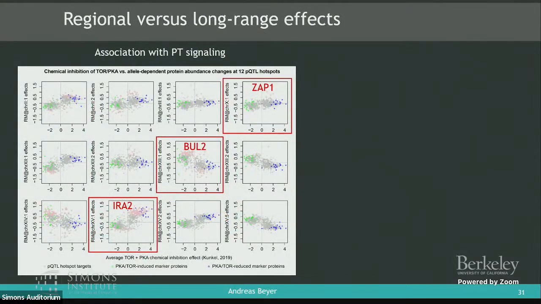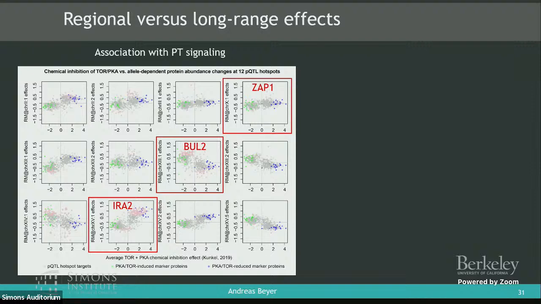Just to nail the story, now there's some network analysis and the last data slide. Here we look at different hotspots. Hotspots are loci in the yeast genome which are affecting large numbers of molecular traits, in this case protein concentration. And then we correlate the effect with the change of the PKA signaling. So here's the IRA2 locus, and you have a very strong correlation with the PKA signaling, as we already know. So this is a locus that is heavily changing the PKA and TOR signaling.